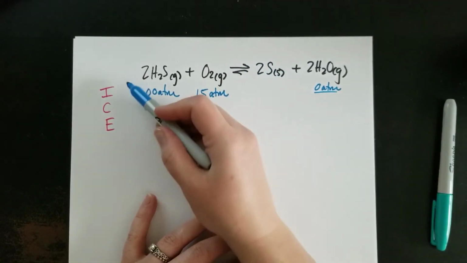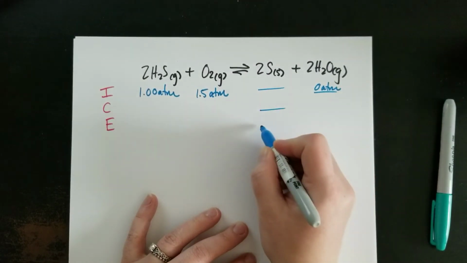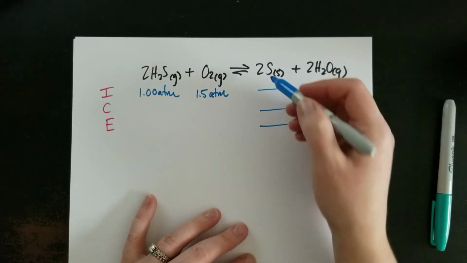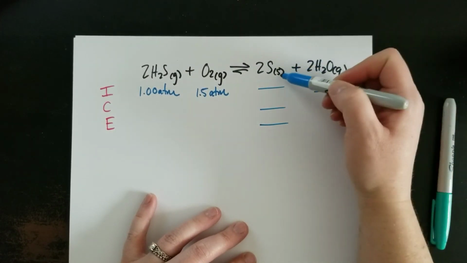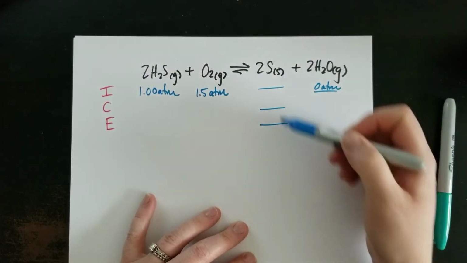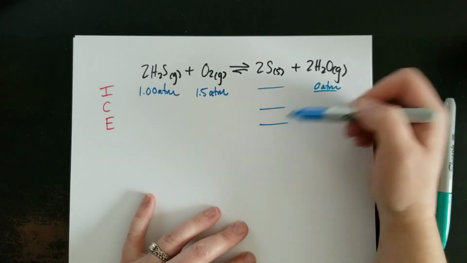So that also means we're not going to worry about it in the ice table. What I usually do is just put a line through all 3 of the rows whenever I see a solid or pure liquid present, and that reminds me that I don't need to consider this species at all.